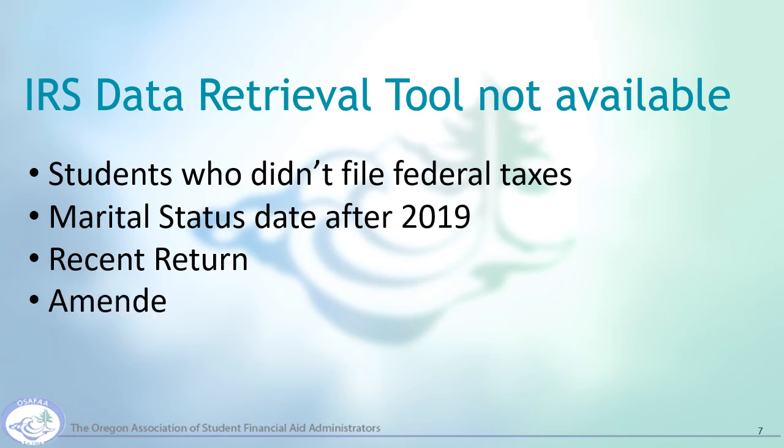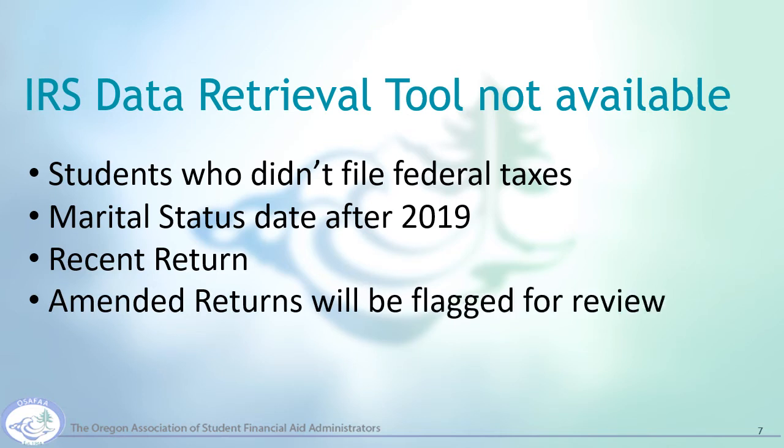Additionally, while a student who filed an amended return could use the IRS DRT, the student's FAFSA would be flagged as potentially containing inaccurate information. The Financial Aid Office at the school would then contact the student and request the 1040X form in order to assess the accuracy of the information provided.